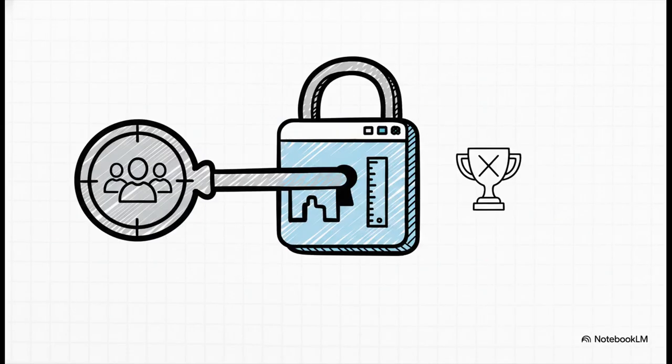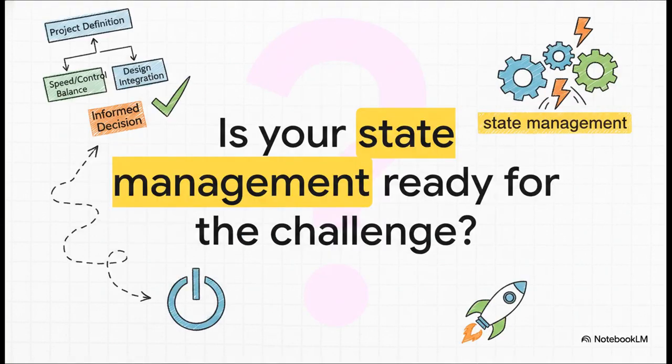So what's the big takeaway here? It's that there is no magic bullet. The idea of a single best React UI framework, it's a myth. The right framework is the one that perfectly aligns with your project's goals, your team's skills, and your unique design needs. So by defining your project, balancing that speed and control trade-off, and checking for design integration, you can finally move past that paralysis and make a decision you feel really good about.